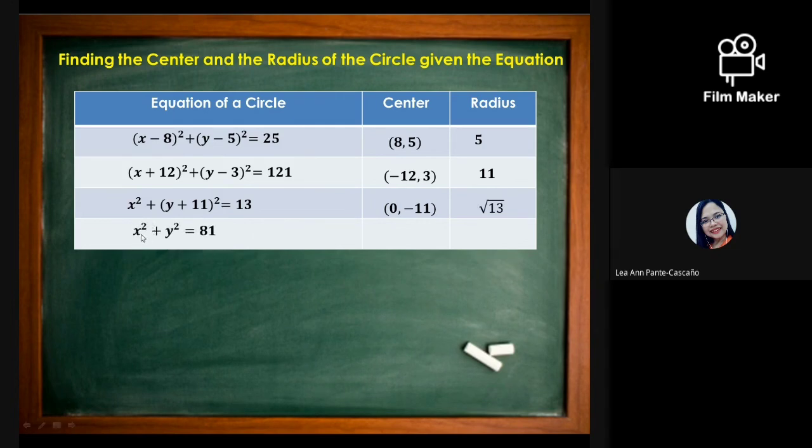Last, x squared plus y squared equal to 81. There is no constant with x and y, so the center is at the origin. Automatically, the center is 0, 0. The radius is the square root of 81, and the answer is 9.